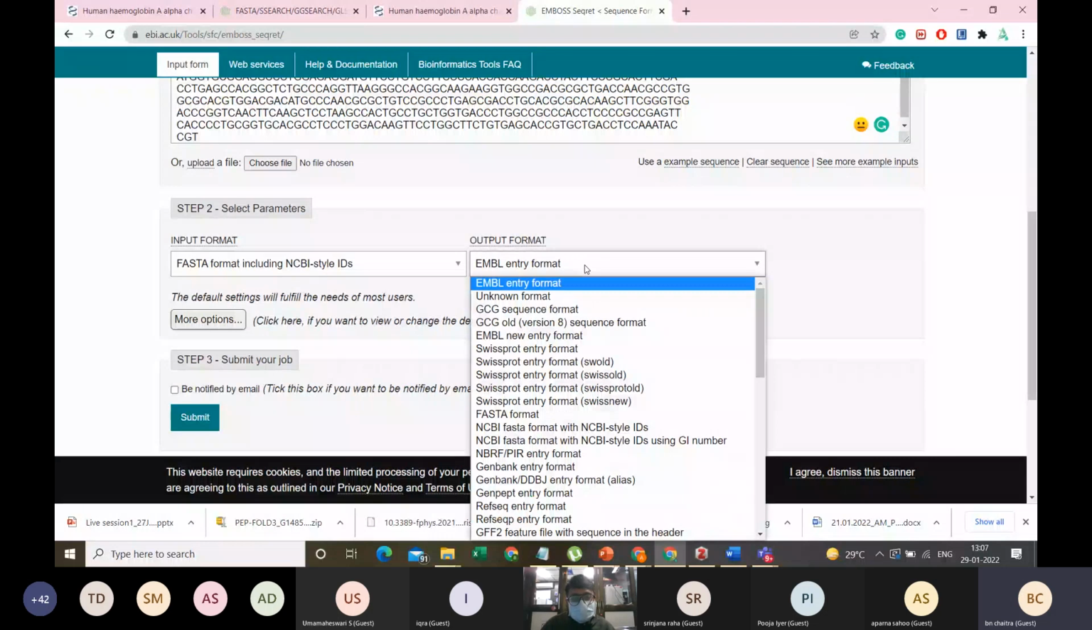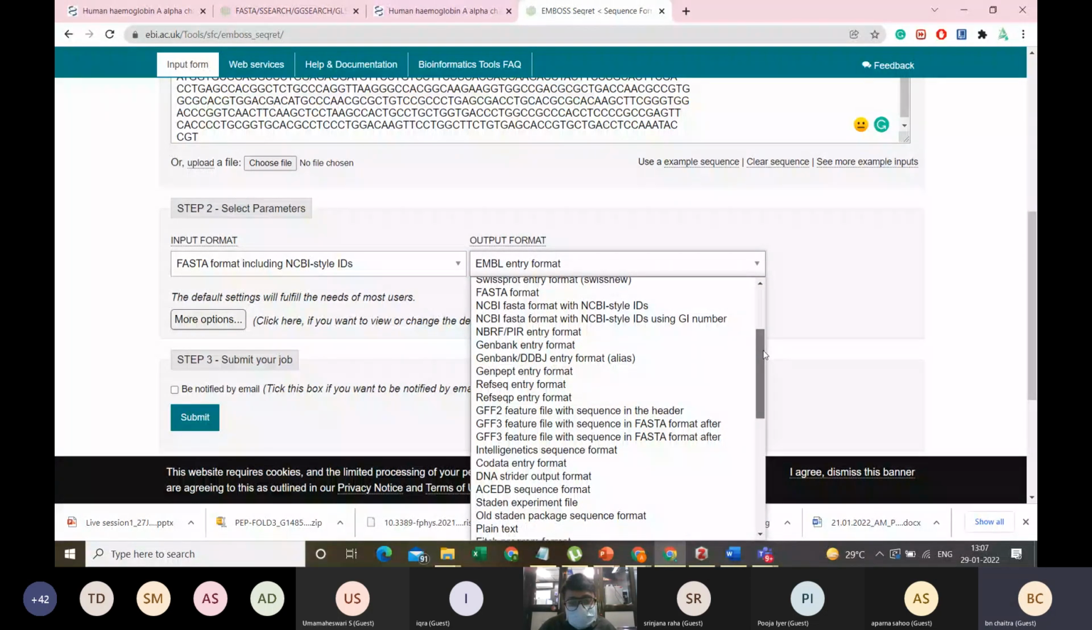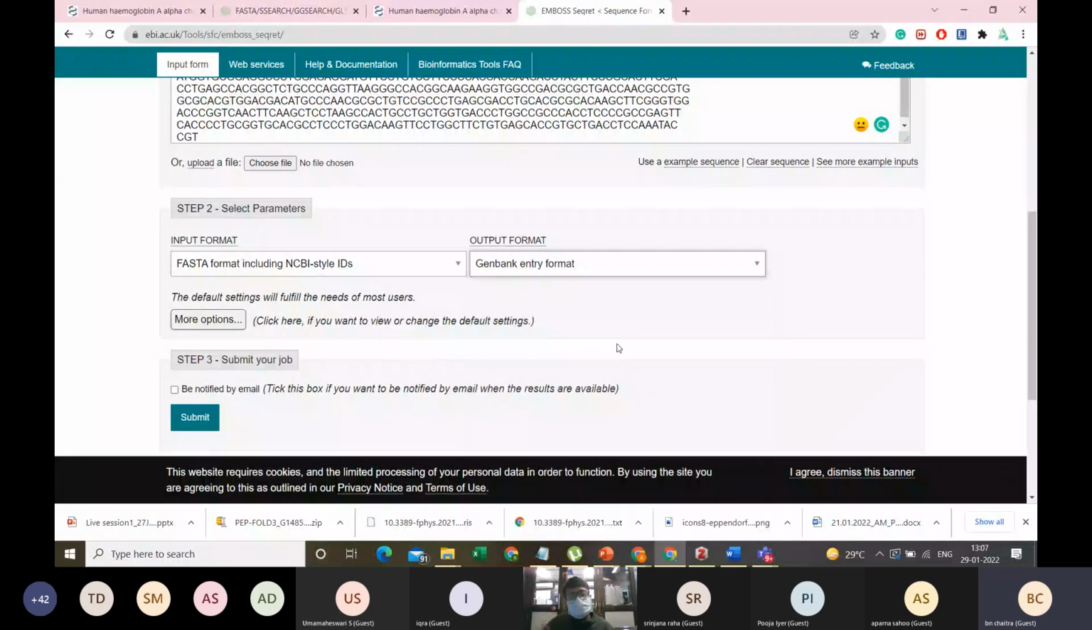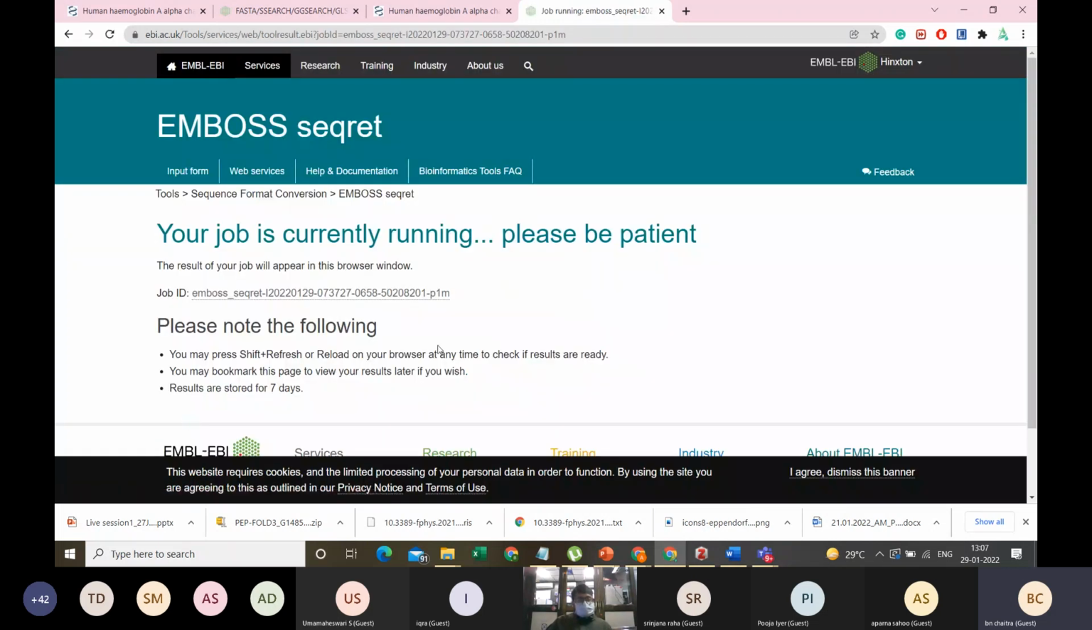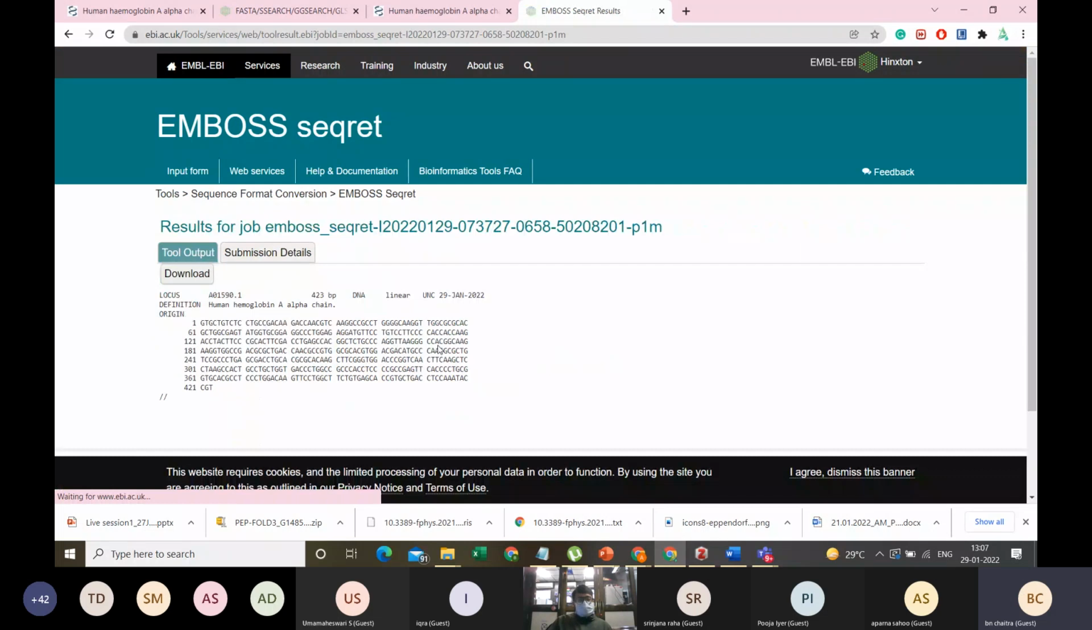Output format, what kind of format we want. If you want to see the GenBank entry format, it contains a locus, definition and all. So we want to change from FASTA into that. What we will do is just submit. It will go to the web service. So we have got the same locus, the definition and the origin.